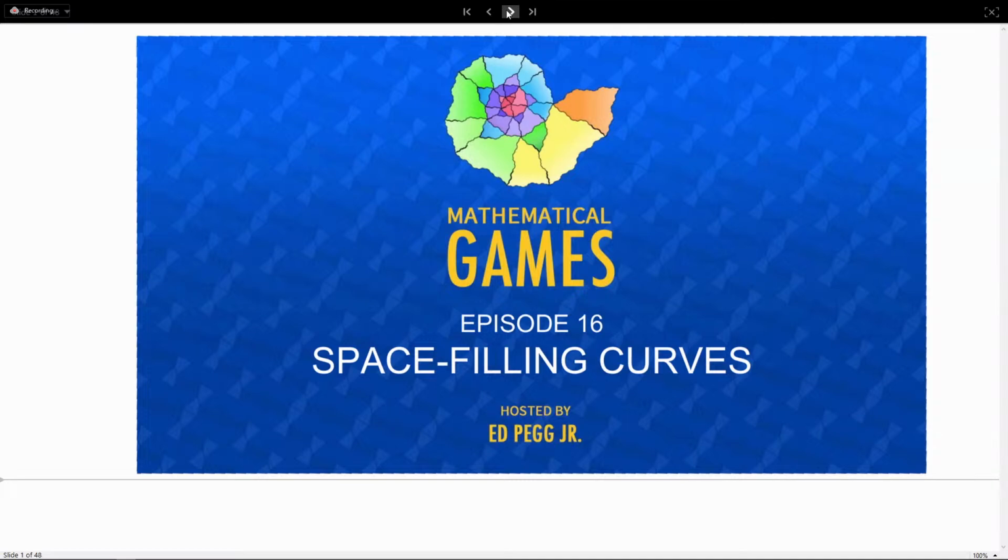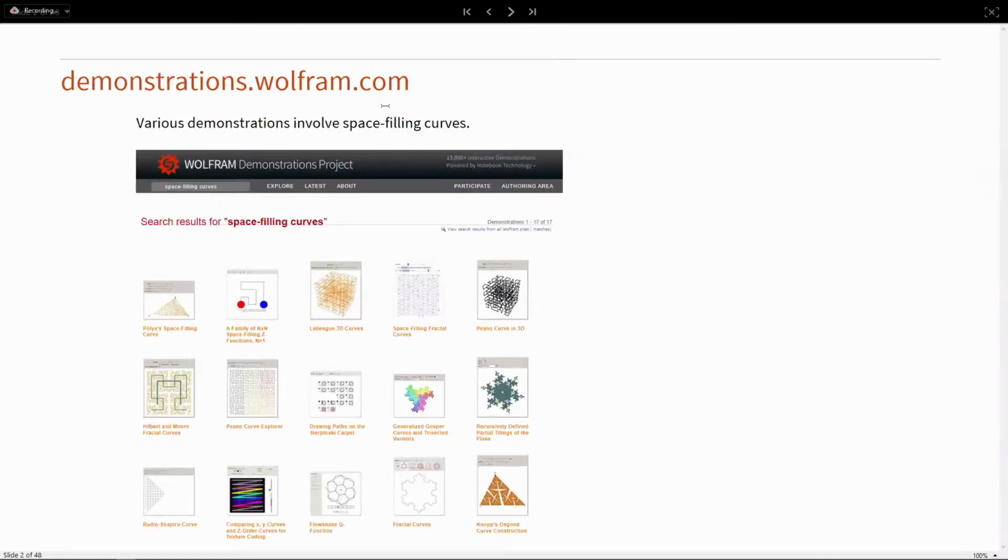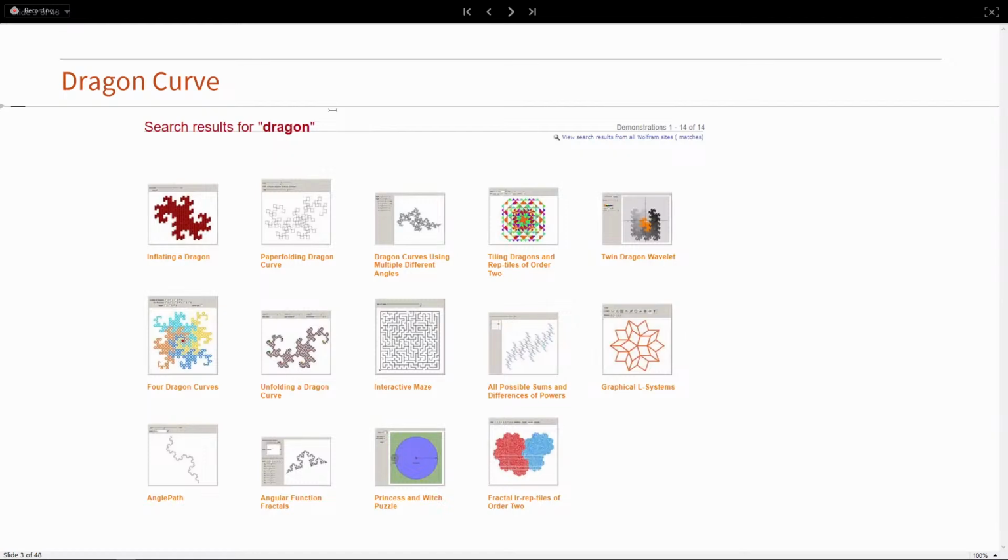So we can start with our demonstrations project, demonstrations.wolfram.com. We have many different items that have space filling curves within them. And these are all free to download. I'll be using some of these items in the course of this talk. And there are also many different ways of expressing the dragon curve, which is one of the most famous space filling curves. So I'll be using some of those as well.